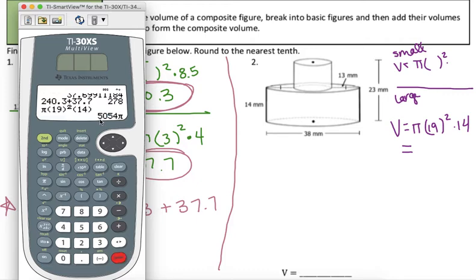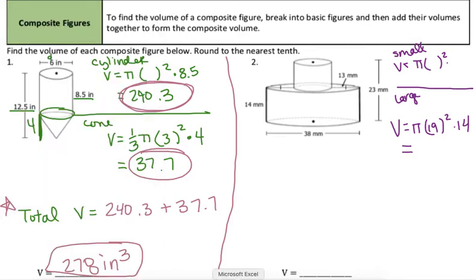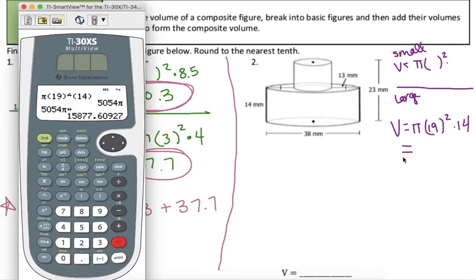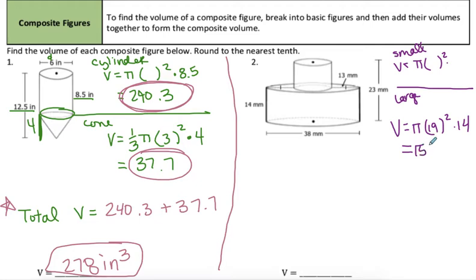And so here I get, again, the exact answer, 5,054 pi. I'll go ahead and toggle that to 15,877.6. Okay, so then back to the small.